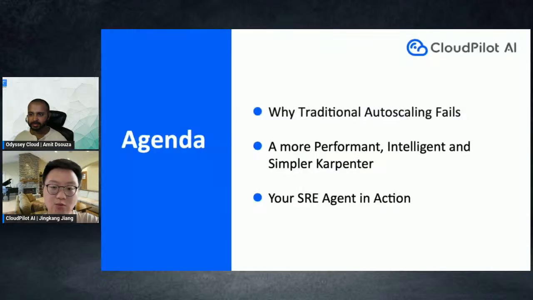So this is the product, but today I want to talk about three topics. The first is why traditional auto scaling fails in Kubernetes. The second is what we built, a more performant, intelligent, and simpler Karpenter, and what the difference is with open source Karpenter. And the third is a live demo, where I will guide you through our product and show how we can reduce AWS cost by around 60% in just 5 minutes, 2 clicks. Does that sound great?